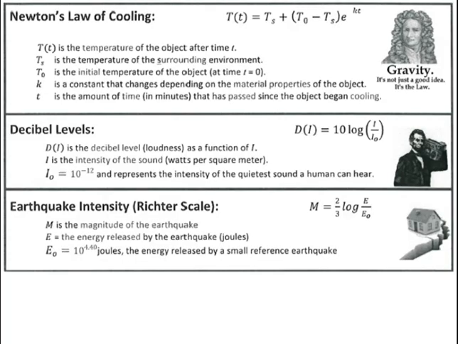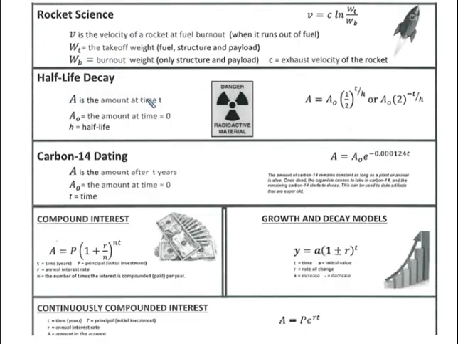Alright, so now that we're getting used to solving exponential and logarithmic equations, I want to dive into some examples where we actually do need to solve exponentials and logarithms in real life. So in your notes, you have a bunch of these different formulas. Newton's law of cooling, dealing with temperature. We got decibel levels, dealing with sound. Richter, or earthquake intensity or Richter scales, dealing with earthquake sizes. We also got rocket science, half-life decay, used in biology. Same with carbon dating. And the last 3 towards the bottom are ones we've already looked at. We talked about compound interest, growth and decay models, as well as continuously compounded interest, I believe in section 7.1.